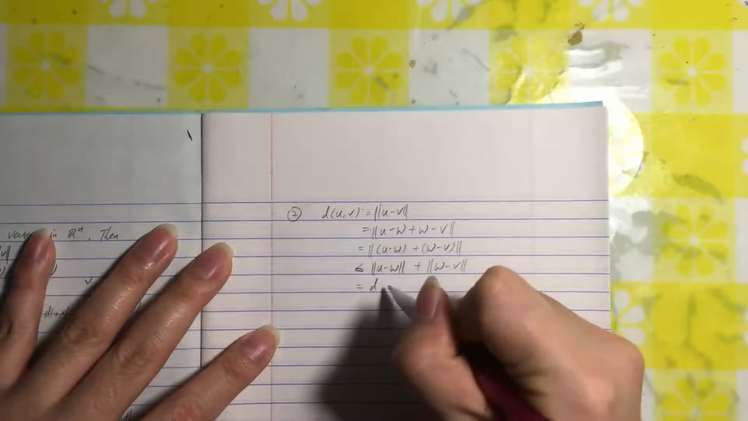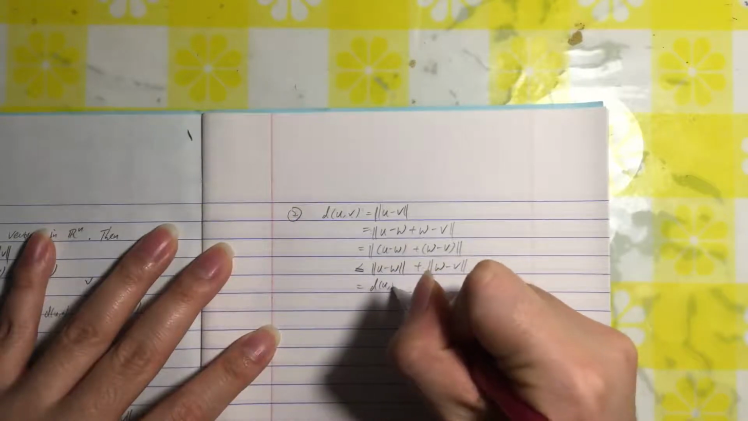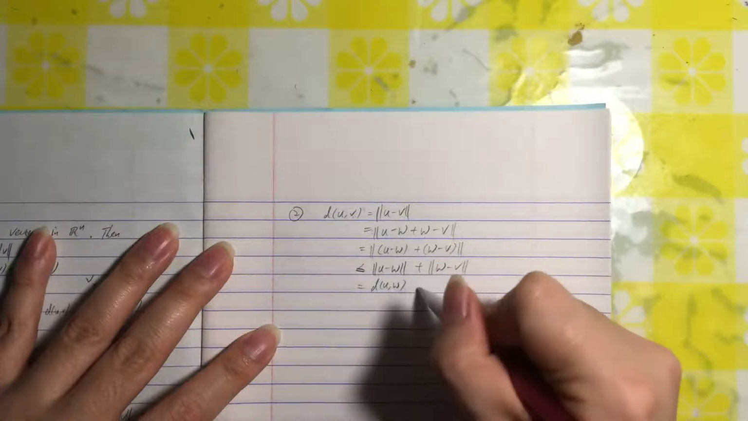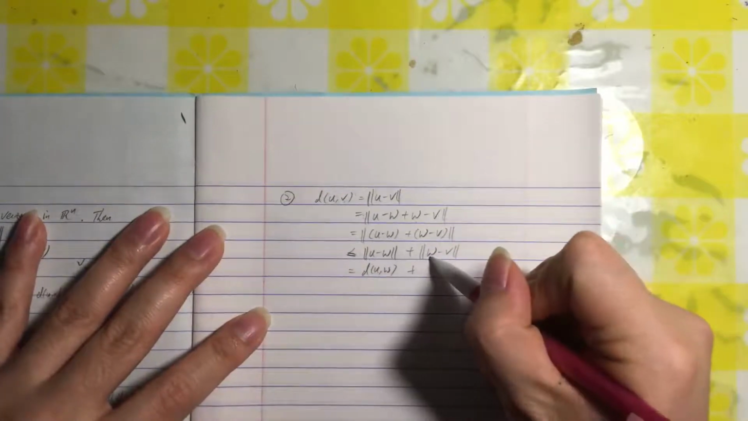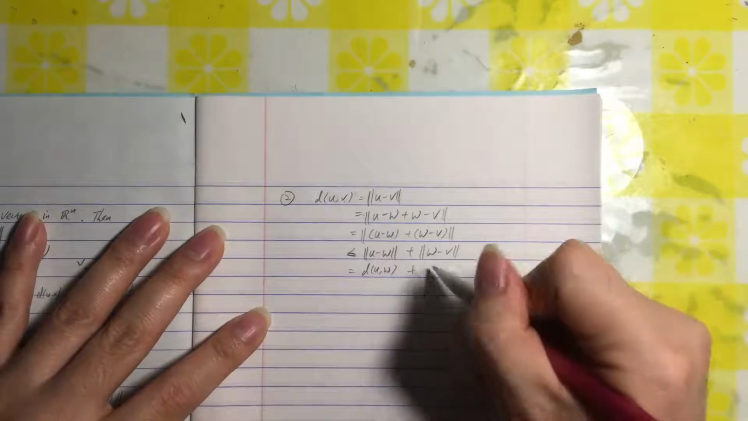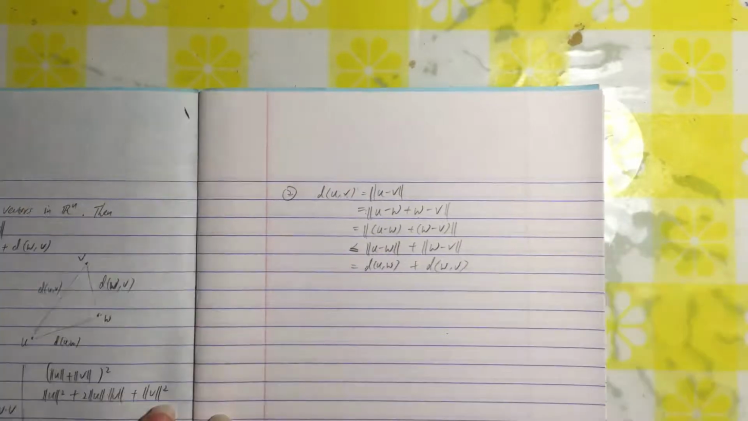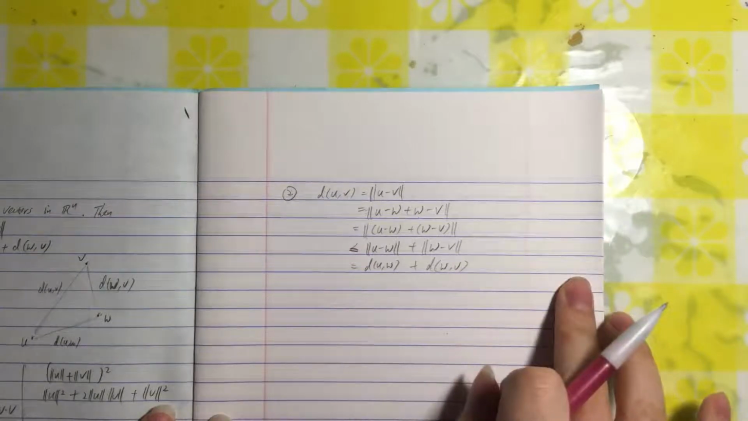And this is the distance from u to w. The norm of u minus w is the distance from vector u to vector w. The norm of vector w minus vector v is the distance from w to v. Let's complete the proof for the second statement.